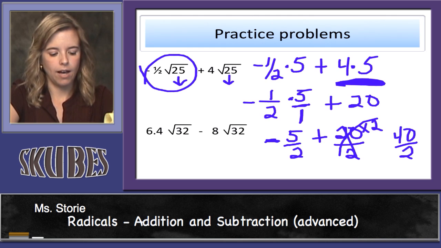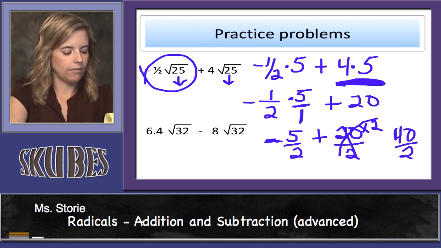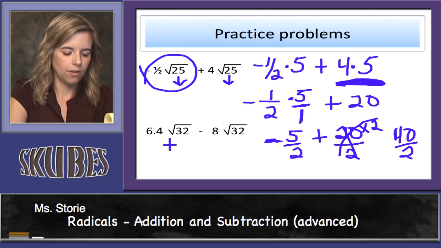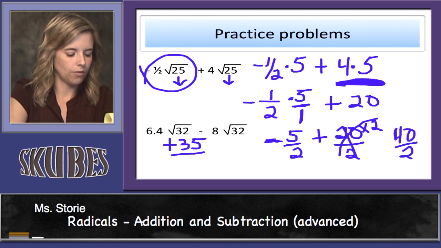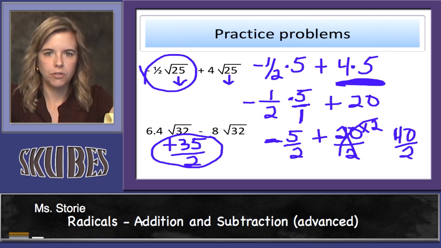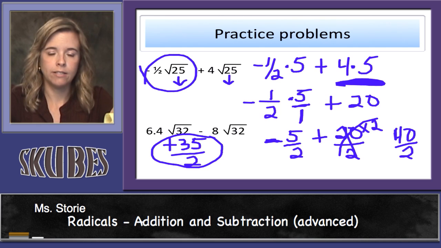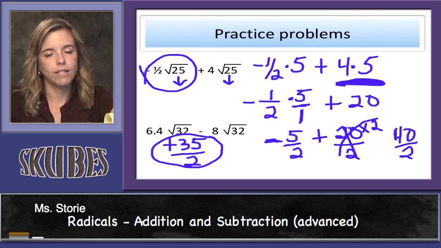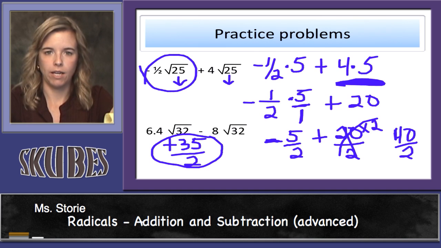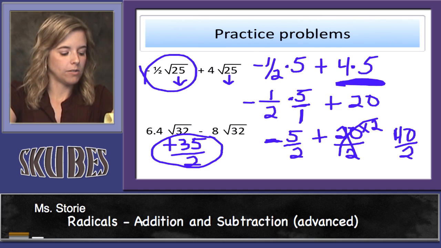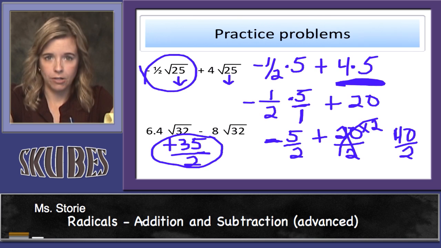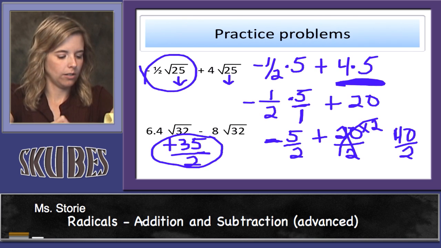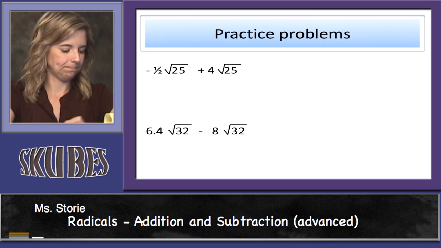If I have a negative 5 and a positive 40, I have a positive 35 over 2 as my final answer. Depending on what the directions tell you, you can either leave it as an improper fraction, or if they tell you differently, you're going to have to figure out how to make it into a mixed number. Right now it's improper, and it's good enough for now, and it's the correct answer. Let's go ahead and take a look at the last one.